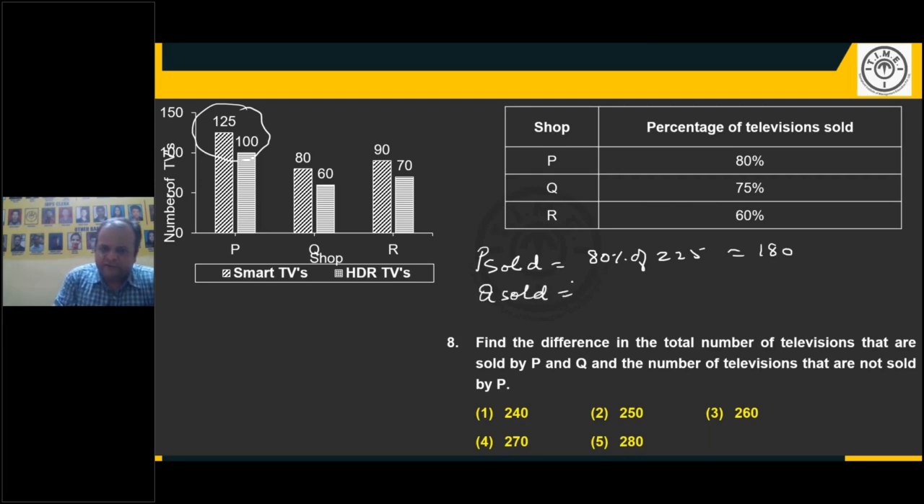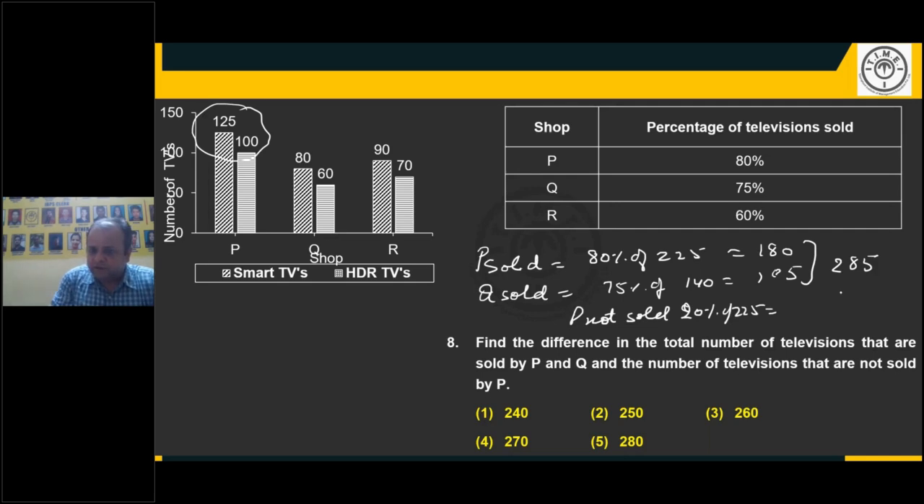Q sold is how many? Q sold 75% of 140, that is 105. Now this total comes out to be 285. Its difference we have to take with P not sold. Now P not sold would be simply 20% of 225. That will be 45. So if we subtract this, 285 minus 45, the answer would be 240, which is option number first.